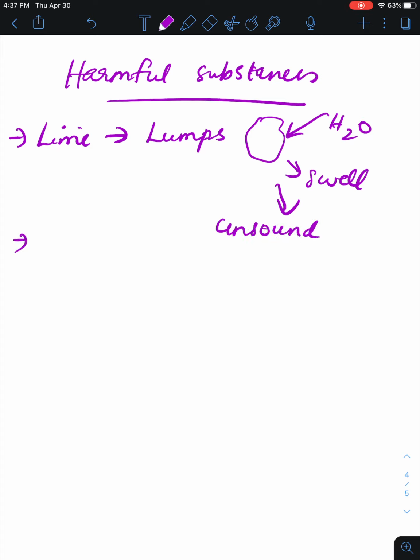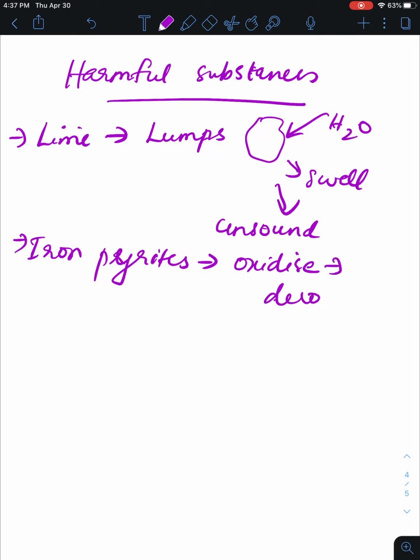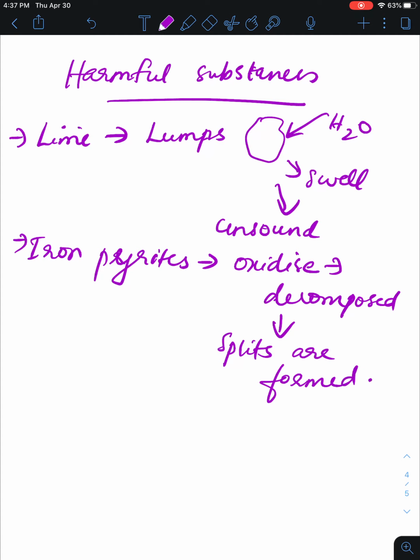Then the next one is iron pyrites. It will oxidize and decompose. When the brick oxidizes, it will get decomposed, and when it decomposes, splits are formed in the brick. That is regarding iron pyrites.